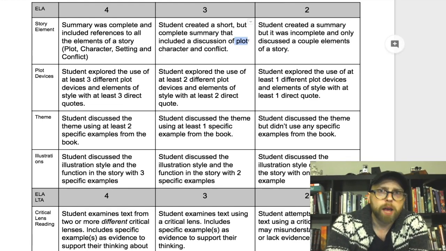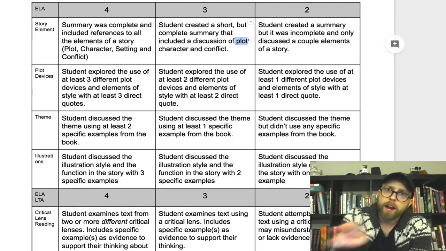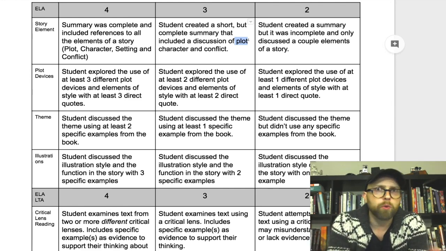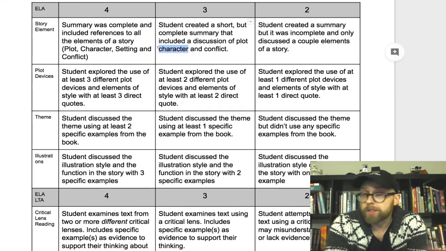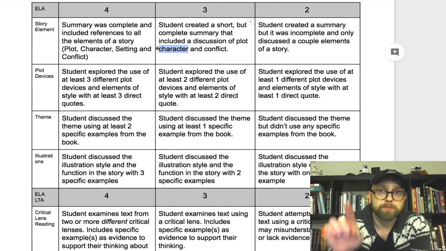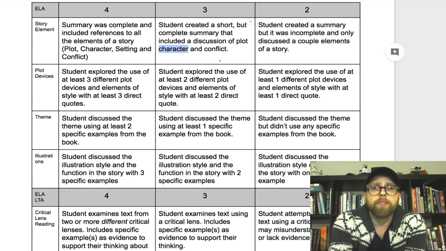plot, what happens in the story, what are the events. You may remember the plot diagram that you've seen before, Story Mountain. Character, so an analysis of who is in this book, what are their character traits. You may even remember things like indirect characterization and direct characterization, that acronym STEAL that we did with some of you in 6th grade. And then finally, conflict.